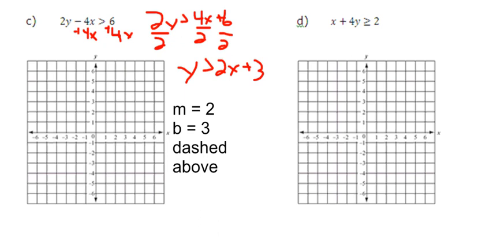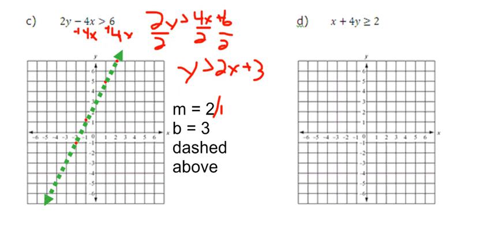So, go through the same process. I'm starting at 3, that's my y-intercept. My slope is 2 over 1. So I'm going up 2 and over 1 to the right. Up 2, over 1 to the right. I can also go down 2, over 1 to the left. Down 2, over 1 to the left. So I have a dashed line. And now I'm shading above.